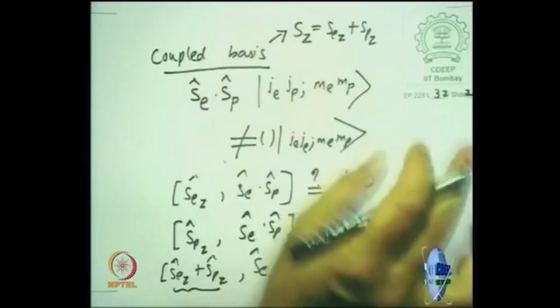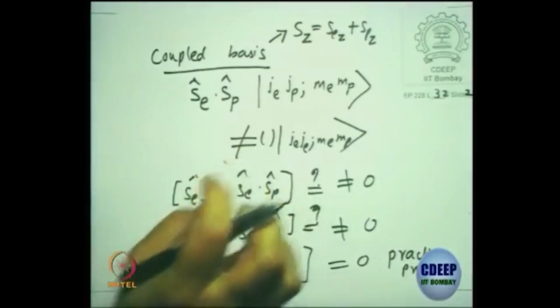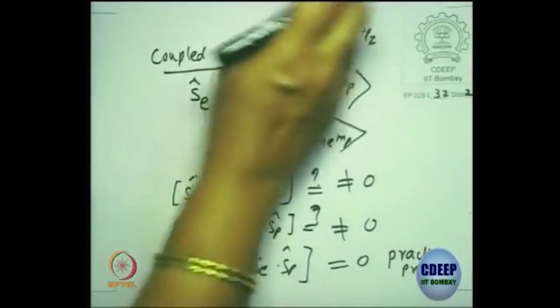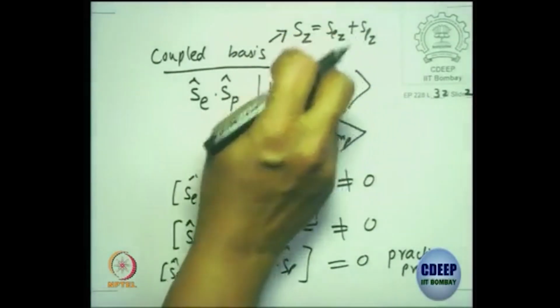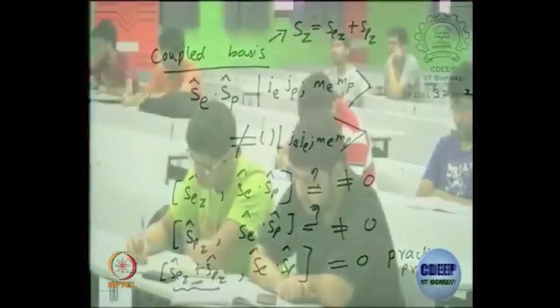You don't distinguish what is the magnetic quantum number of the electron and what is the magnetic quantum number of the proton when you look at this side. You only know the total Sz. Is that okay? You don't really resolve what the individual pieces making up the total Sz are.